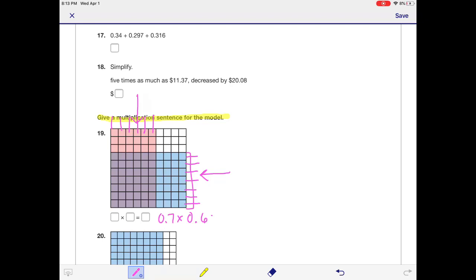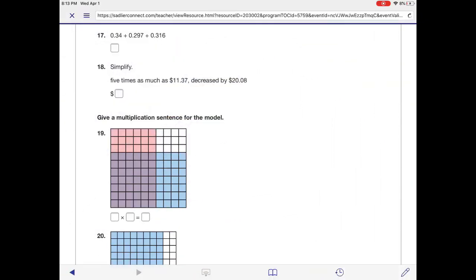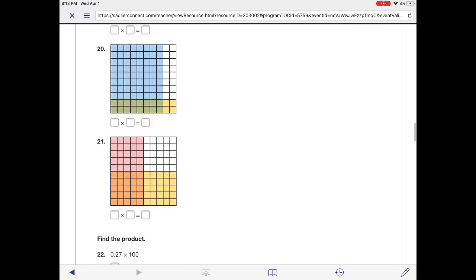Now it says give a multiplication sentence. That means we need an equal sign and we actually need to solve it. 7/10 times 6/10. We're just going to multiply the 7 times the 6 and get 42 and then add the decimal point later. How many spaces are we going to move it? Once, twice. It's going to go right there. Our answer is going to be 42 hundredths. All right, let's go on.